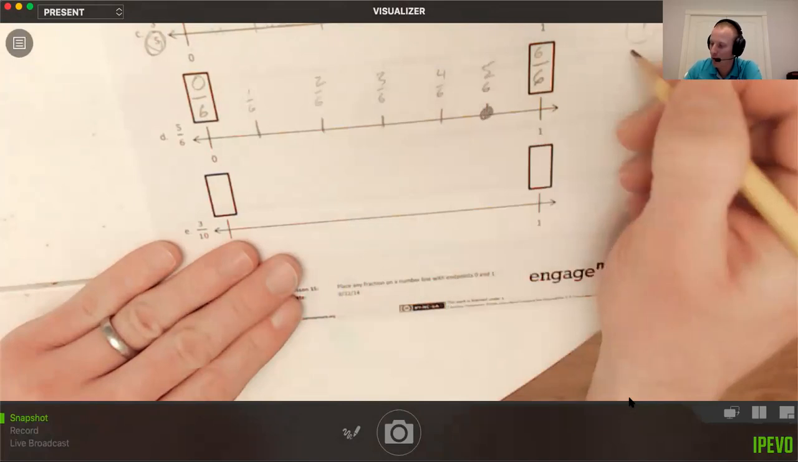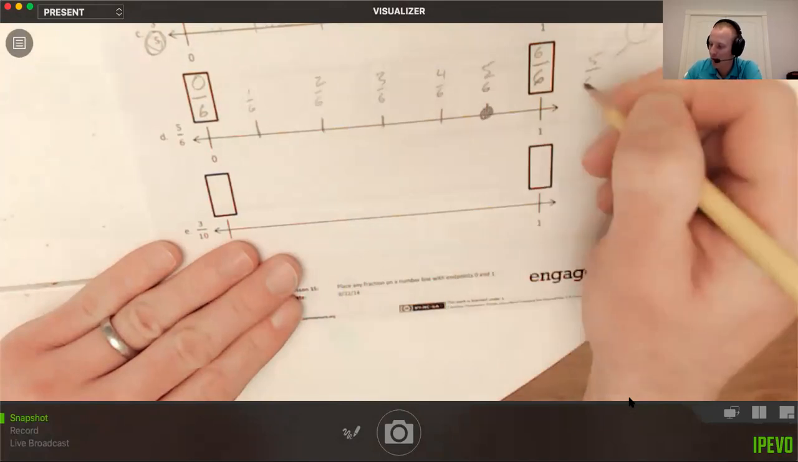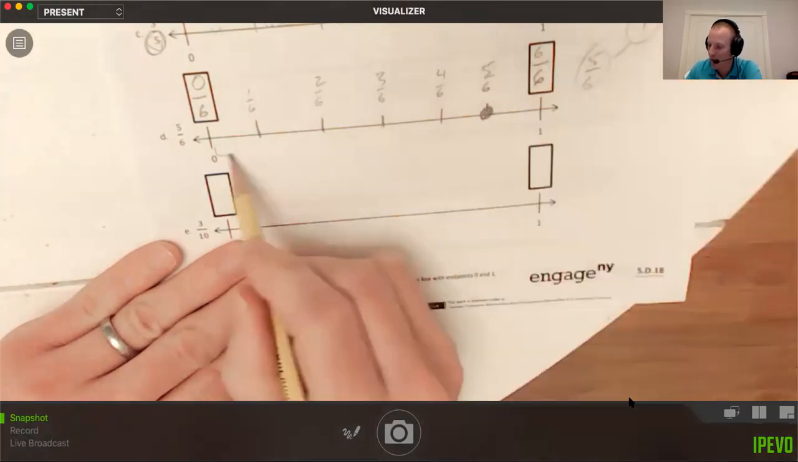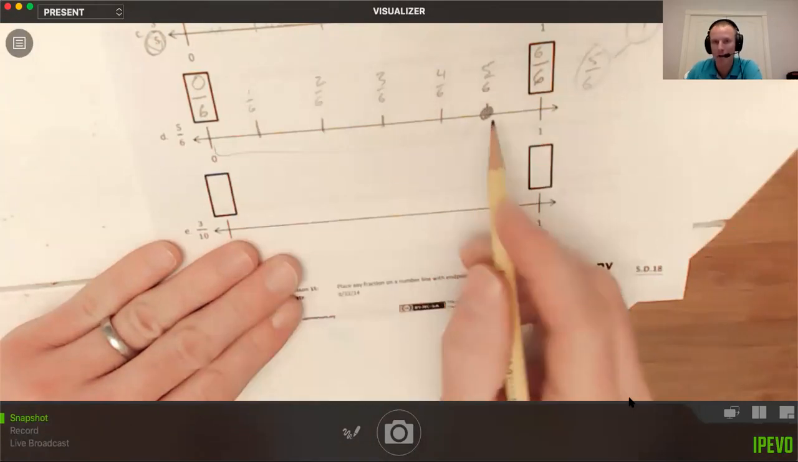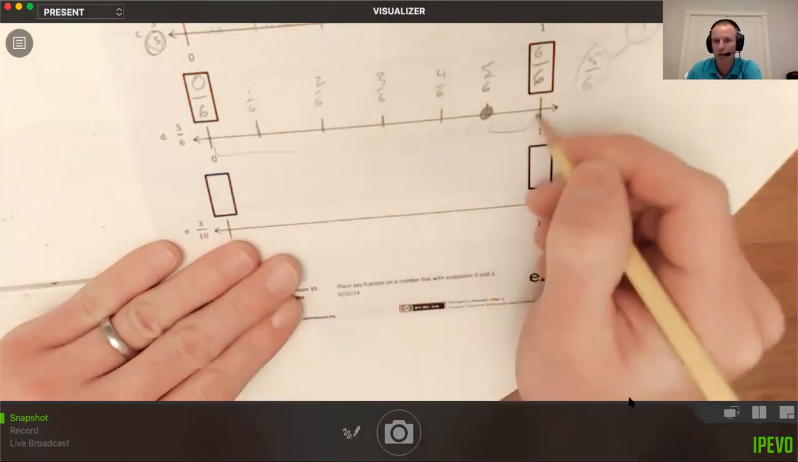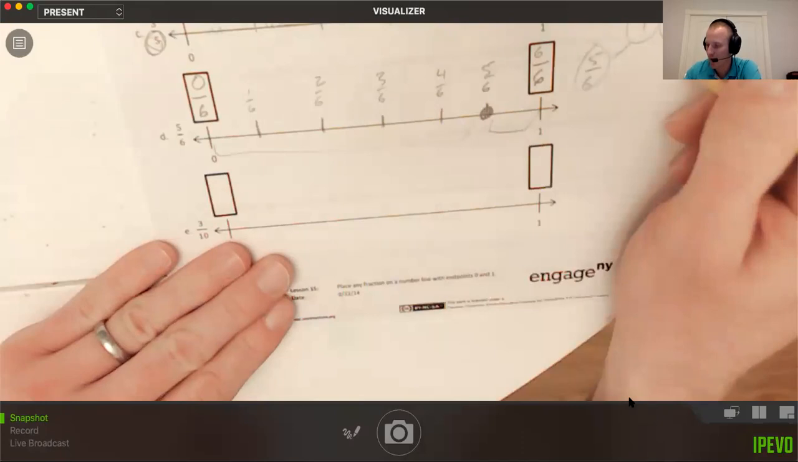So 1 whole is the same as 5/6, which takes everything up to there. That's all 5. And then we have 1/6 remaining. So we need to add that in a bubble too.